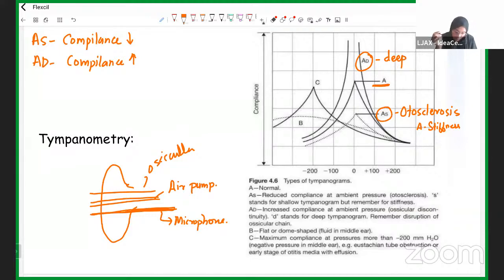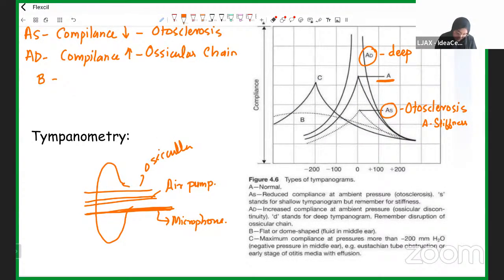Deep wave. Here you should remember that it is due to disruption of the auricular chain. As is because of otosclerosis and Ad is because of disruption of the auricular chain. Now we have a flat line that is marked as B. It is the impression of fluid in the middle ear.